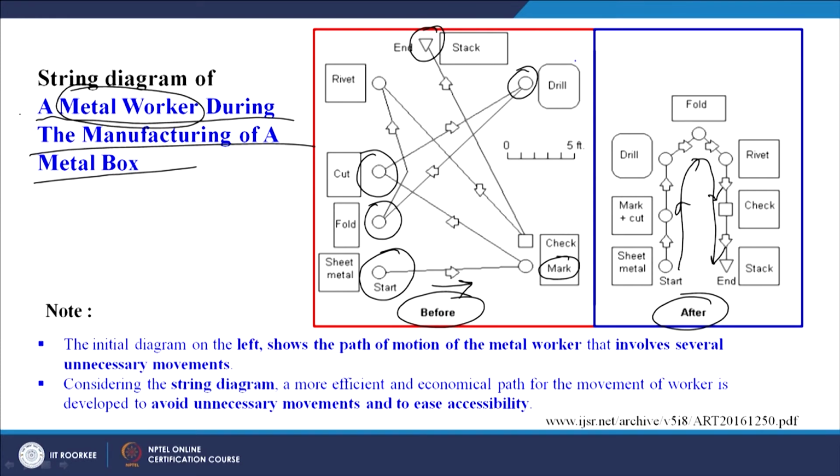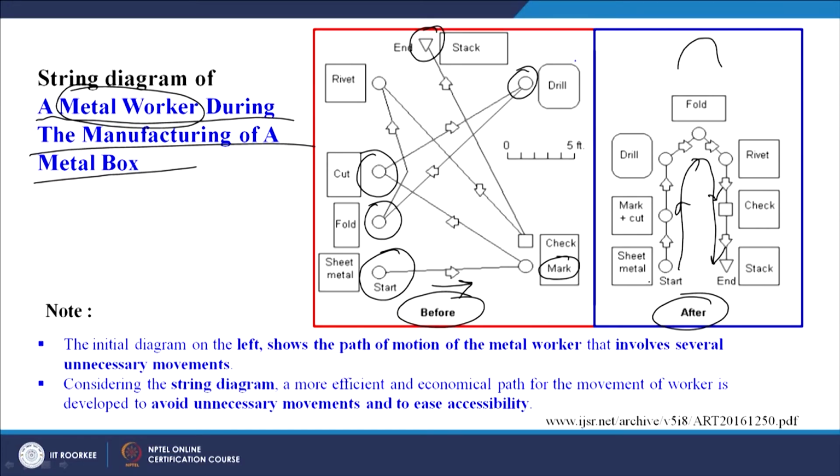So, in the current method or before, the different facilities are located randomly, and the worker has to move to all these facilities to make this or to manufacture this metal box. So, if we can relay out, we can change the layout of all these facilities for cutting and drilling and riveting and sheet metal operation. So, if we can redesign them in a U pattern like this, so the movement of the worker is reduced and he or she becomes much more efficient.